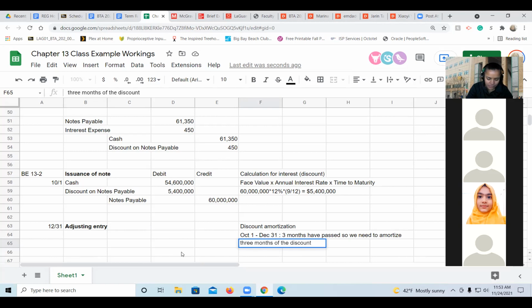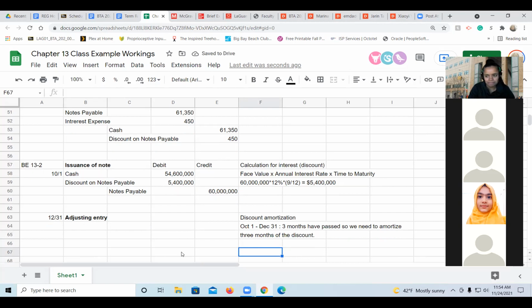So you can do this a few ways. I mean, the discount is for 9 months. So you can just take a third. Basically, there's all kinds of ways to do it. Or you can do it over again with an interest calculation. It's up to you, but I think it's easier to just say the note is for 9 months.